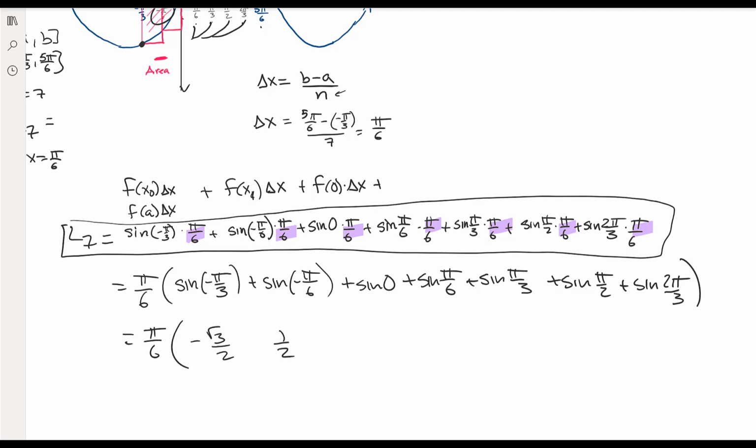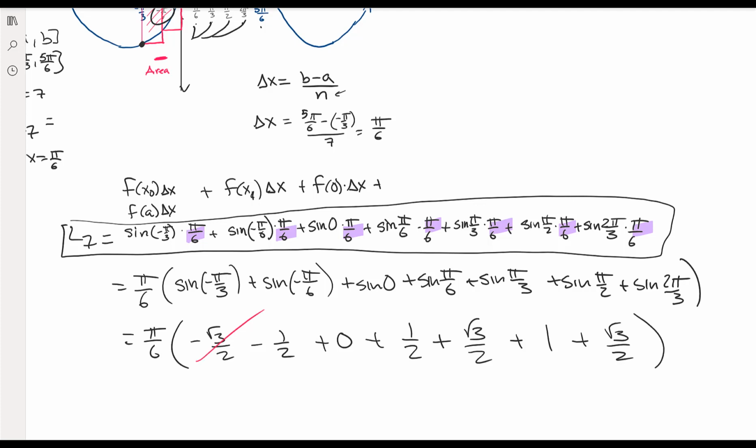Let me change that. Sine of negative pi over 3 is negative root 3 over 2. Sine of negative pi over 6 is equal to negative 1/2. Sine of 0 is equal to 0. Sine of pi over 6 is positive 1/2. Sine of pi over 3 is positive root 3 over 2. Sine of pi over 2 is equal to 1. And sine of 2 pi over 3 is equal to root 3 over 2.